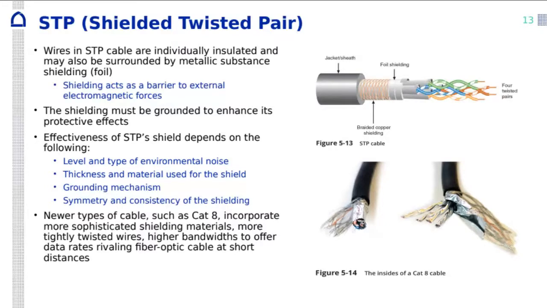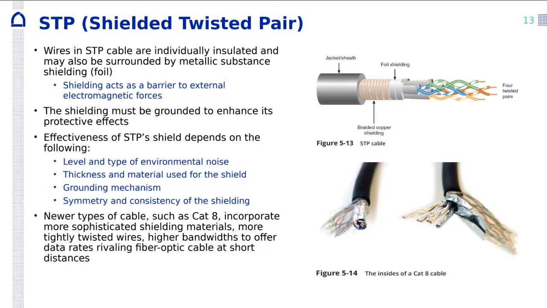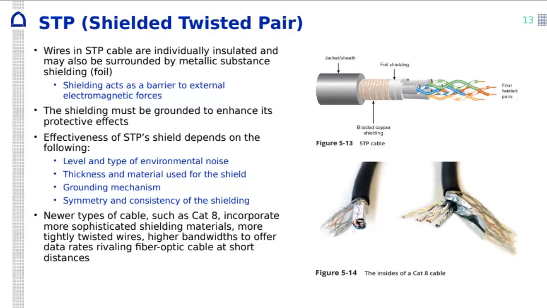Newer type of cables such as Cat8 incorporate more sophisticated shielding materials and more tightly twisted wires, so it gives higher bandwidths. Okay, that's Cat8. It's competing with fiber. This is how a Cat8 cable looks like. You see this one? This is a Cat8 cable.